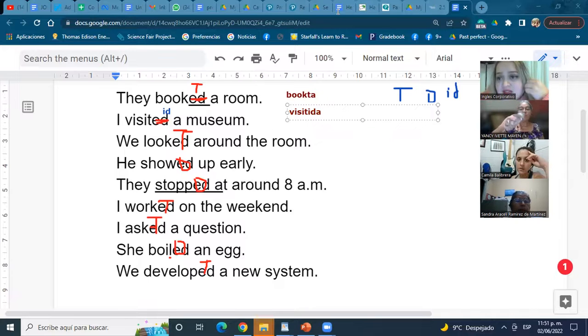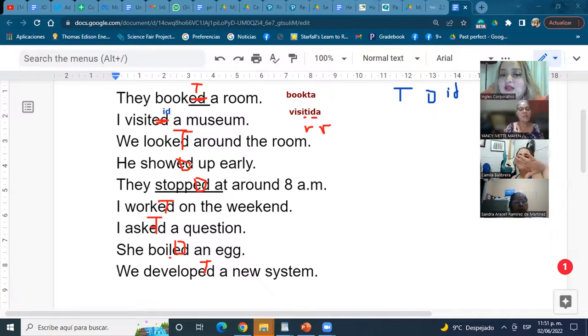In American English, when you have D or T between vowels, the tendency is that you're going to pronounce them as an R. Esta T está entre vocales y esta D está entre vocales. Las dos son R's in American English, okay? So, visited.